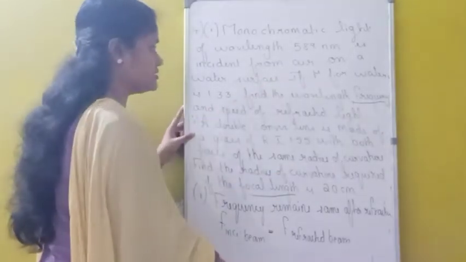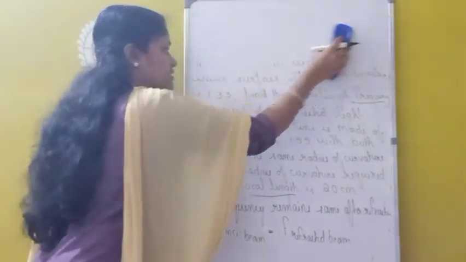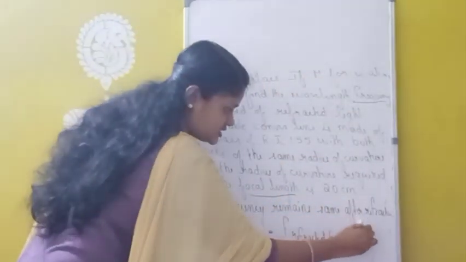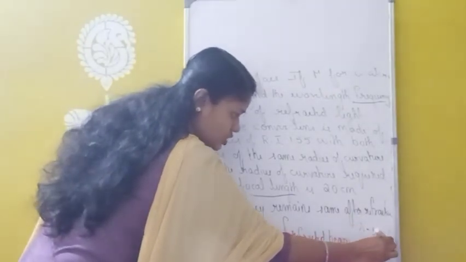Now we can go for the wavelength as well as the speed. Here the wavelength is given as how much? 589 nanometer. I am writing here: lambda equals 589 nanometer. It is given in the question itself.